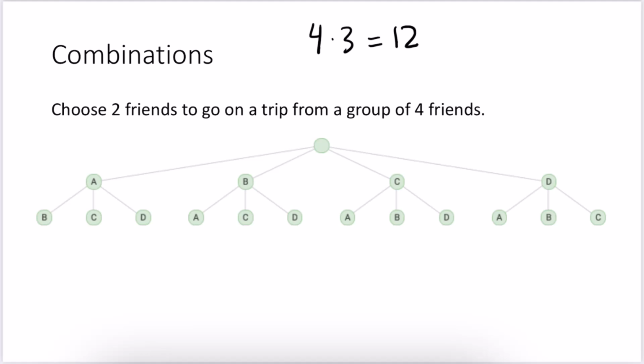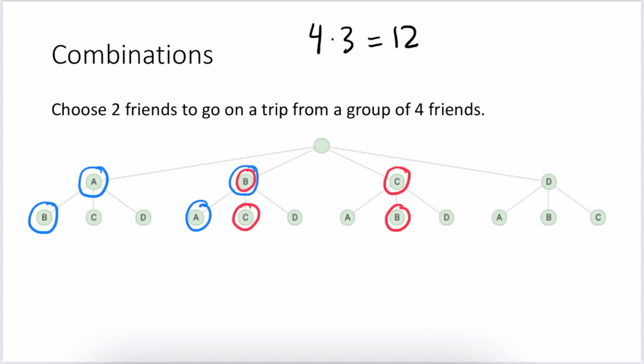However, the thing that makes a combination different from a permutation is the fact that the order doesn't matter. So if we look at this choice tree, we can see that one of the possibilities is to choose friend A and then choose friend B. But that is a duplicate of choosing friend B and then choosing friend A. Because it doesn't matter which one you choose first. They're both going to go on the trip. And so that's a duplicate. We also have other duplicates. Like, for example, C and B is the same as B and C. And so that's another duplicate.